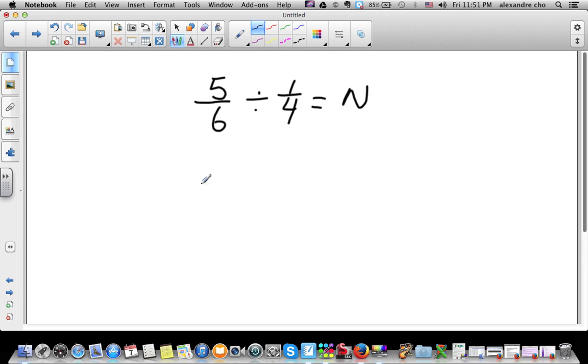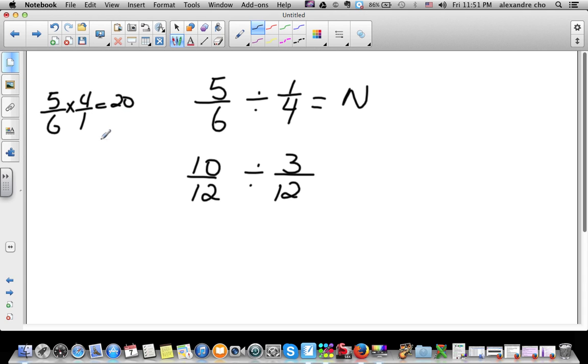Now, to do our model, do yourselves a favor. You're gonna change it to LCM of 12. Okay, that's 10, and that's 3. When you multiply by the reciprocal, you don't need to change it to the LCM. You can just go 5 over 6 times 4 over 1, and you get 20 over 6, which simplifies to 10 over 3, which simplifies to 3 1/3, which is hopefully what we'll get from our drawing. So we already know ahead of time that our answer should be 3 1/3.